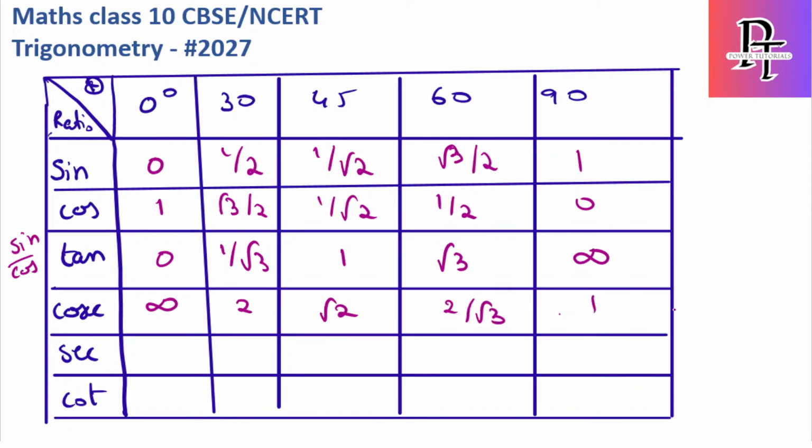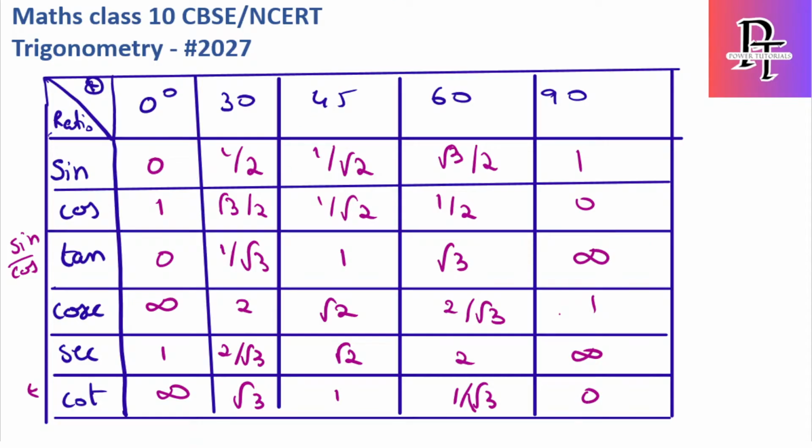Secant, just write in the opposite way, as I did for cos and sine, same way cosecant and secant work. So it is 1, 2 by root 3, root 2, 2 and infinite. For cot, we can write in both ways. Either we can just invert tan or write in reverse way. Both are correct. So this becomes infinite, root 3, 1, 1 by root 3 and 0.